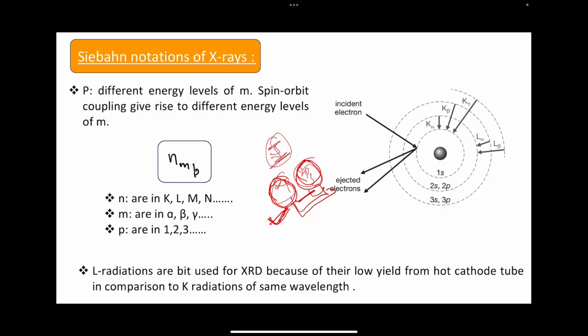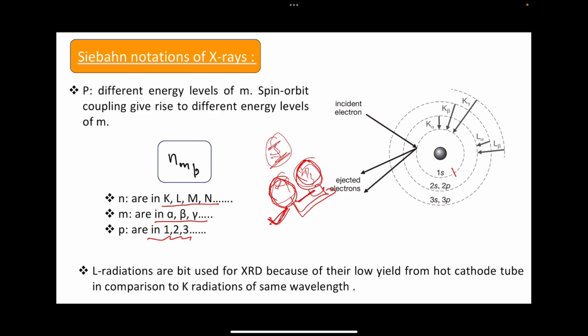And this actually arises from the spin orbital coupling. N are the principal quantum numbers K, L, M, and alpha, beta, gamma are the relative position of the shell from which the electron transitions are occurring. The 1, 2, 3 are just the different energy level splittings. There could be L radiations, but they are very rarely used in XRD because of their very low yield from the cathode tube in comparison to the K radiation of somewhat the same wavelength.